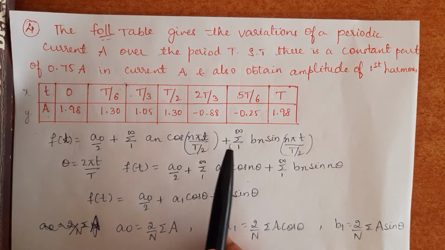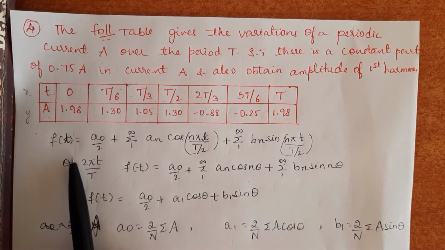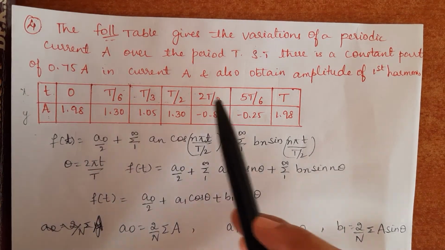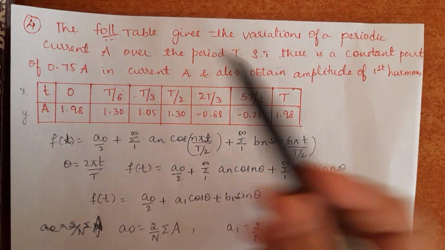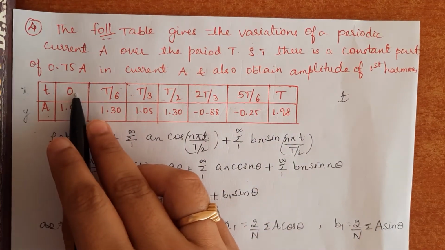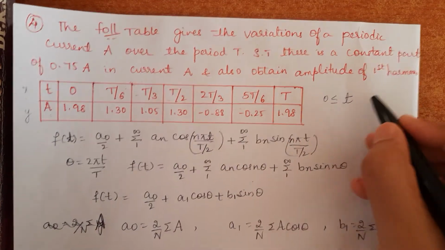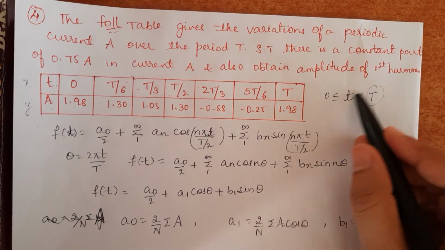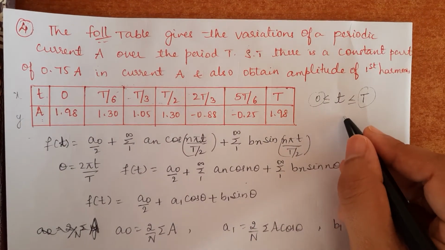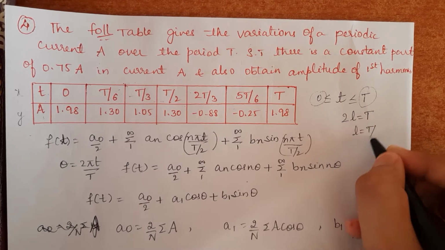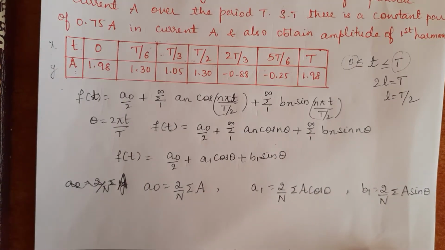This is t, time. So let us write down the corresponding Fourier series expansion. Before that, we should write down what t lies between. Small t lies between 0 less than or equal to t less than or equal to capital T, and this should be compared with 2L. So 2L value is T and my L value is T by 2.